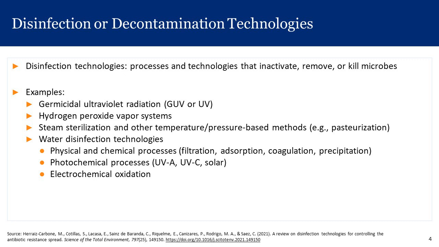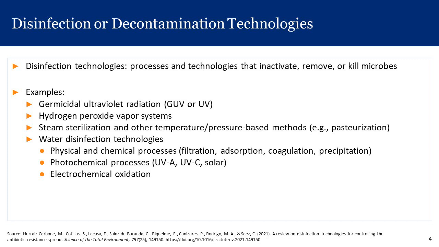And so some examples are germicidal ultraviolet radiation, GUV, or you might just say UV. And there are different kinds of UV, like UVA or UVC. There may be hydrogen peroxide vapor systems, steam sterilization, or other temperature or pressure-based methods, akin to pasteurization, are all part of ways that you can disinfect or decontaminate different pieces of equipment or areas, spaces.